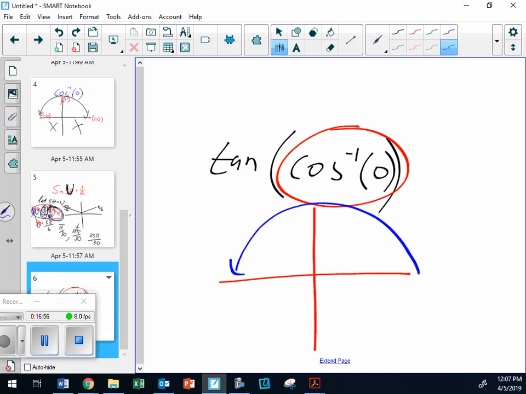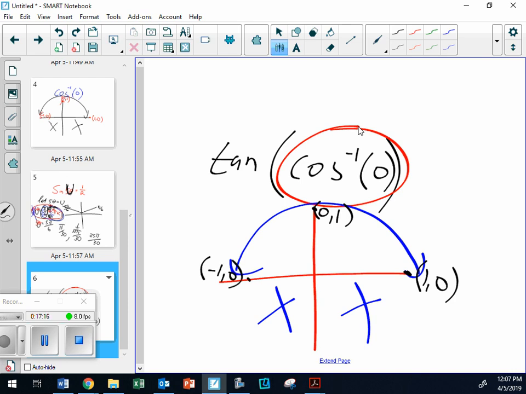Inverse cosine only allowed from here to here. That's out, that's out. And this is that one where cosine is the x. This one's at 1, 0. This one's at 0, 1. And this one's at -1, 0. And then I quickly figure out, since cosine's the x, that it's this one. And so then, what is the answer? Pi over 2.